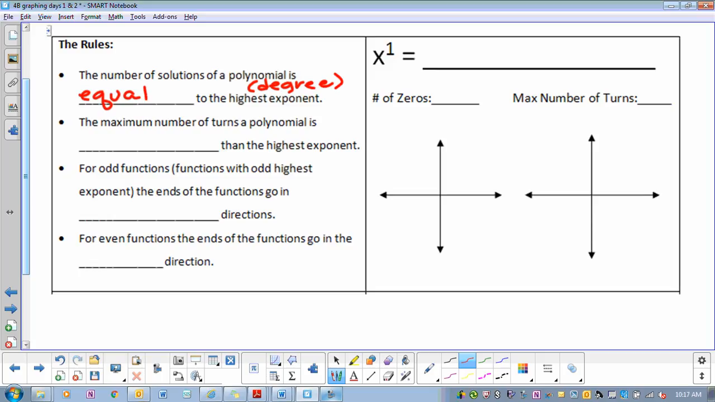The maximum number of terms that a graph can have, that's always going to be 1 less than your highest exponent. I know that's a little bit weird sometimes, so what we can do is say it's the same as saying degree minus 1. That gives you the maximum number of terms.